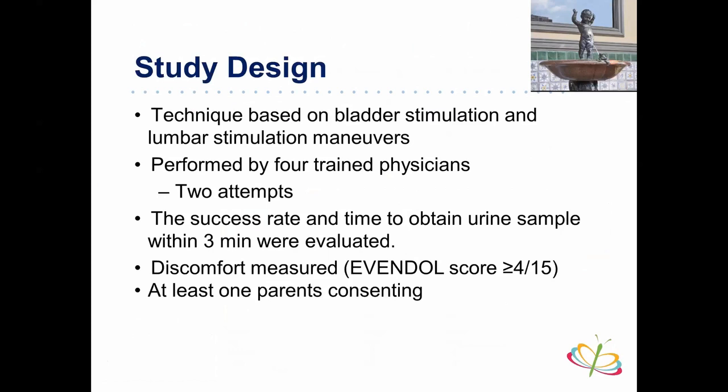This is a validated tool used for measuring pain and discomfort in children under the age of 8 years of age. It includes 5 categories: facial expression, movement, posture, and interactions with the environment, measured from 0 to 3 for each one of those categories. And they decided in the study that they would have the minimum for discomfort as 4. And at least 1 parent had to consent.